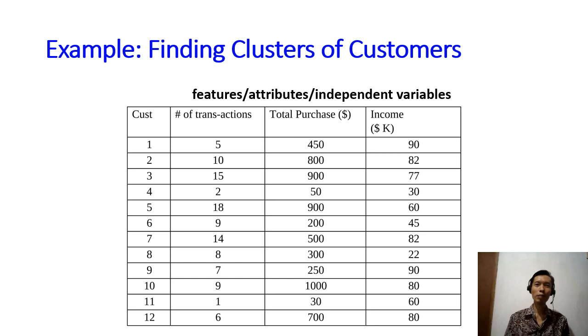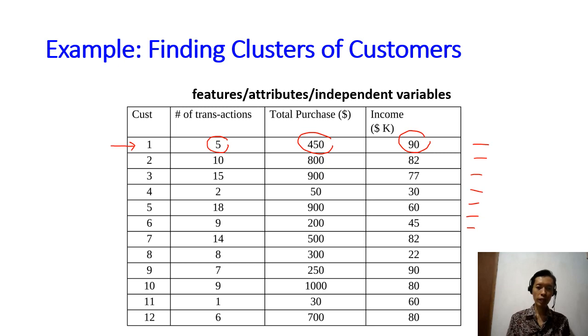So here's an example of an unlabeled data set. Here we have the data set of customers. And for each instance, we do have their features. So the first customer has 5 transactions, the total purchase is $450, and their income is $90,000. But here we do not have any label for these customers. In the data set, we do have their features, but we do not have any label for them.